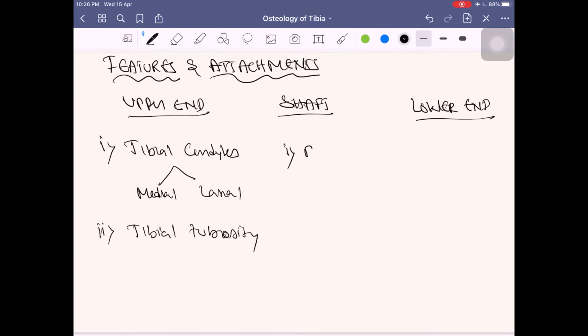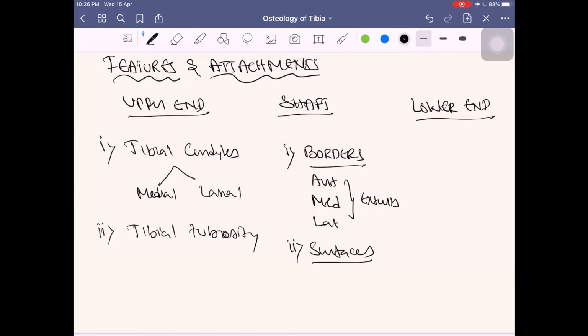In the shaft, we will talk about all three borders, that is the anterior border, the medial border and the lateral border. We will see the extent of these borders, and we will also talk about the three surfaces on this shaft: the medial surface, lateral surface and posterior surface. We will talk about the features and attachments of these surfaces on the shaft.